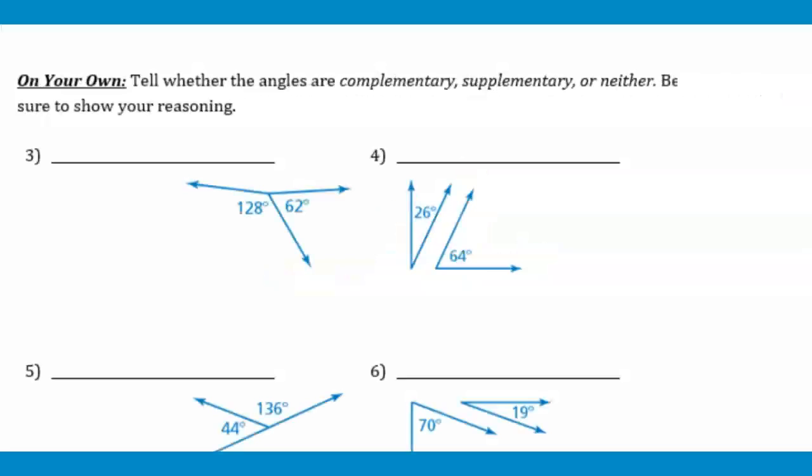All right. Tell whether they are complementary, supplementary, or neither. And again, we can show our proof by adding them together, to see if they equal 180 or 90 or neither. That's how we prove that. Be sure to show your reasoning for that.